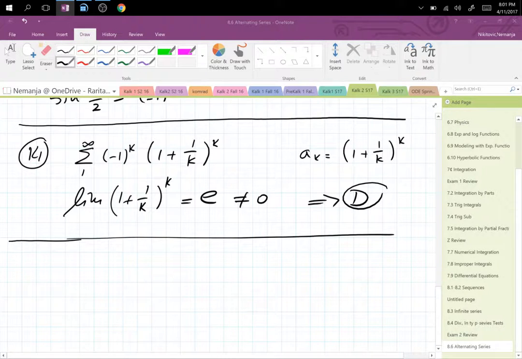Let's see, next problem. Problem 18, because we can. A lot of things we can do, but not a lot of them we should. I see. Yeah.